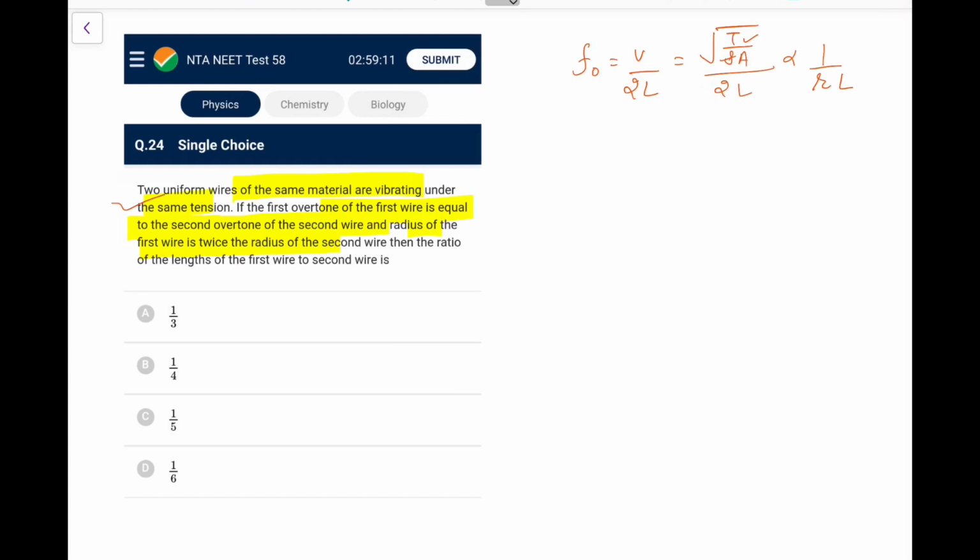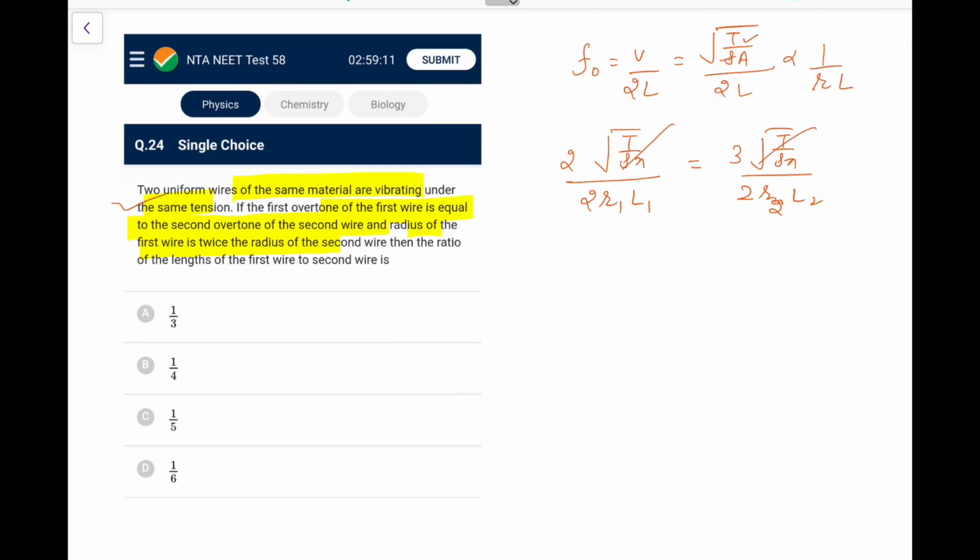Now, the first overtone of the first wire. The first overtone means v by L, which I can write as 2 times the square root of T by rho pi, over 2 R1 L1. That would be equal to the second overtone of the second wire. The second overtone means 3 times the square root of T by rho pi, over 2 R2 L2. This factor is the same, so this gets cancelled.